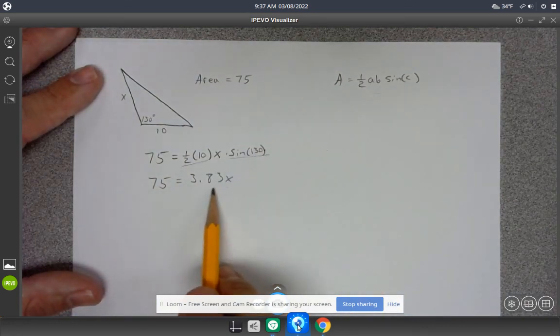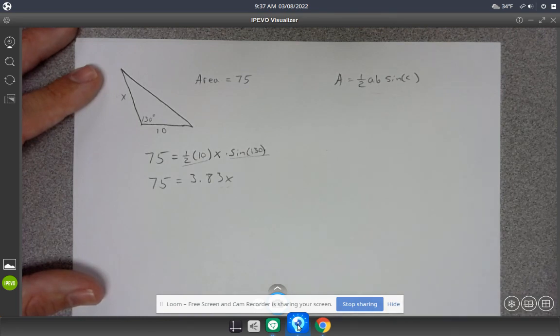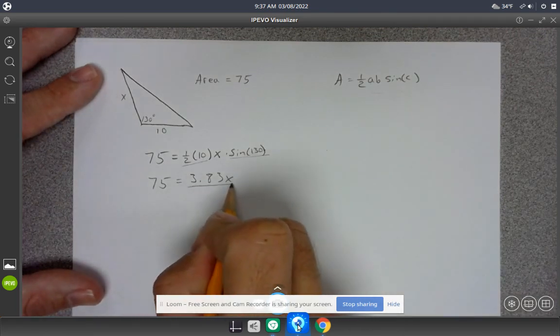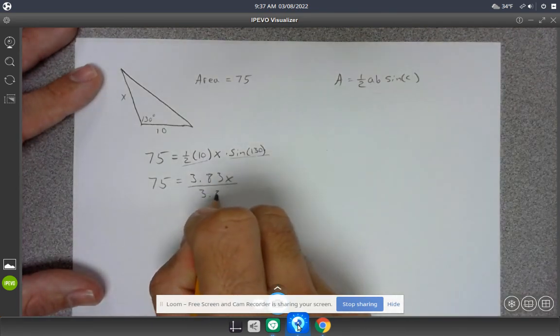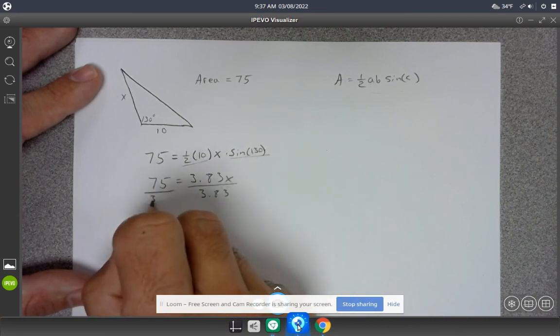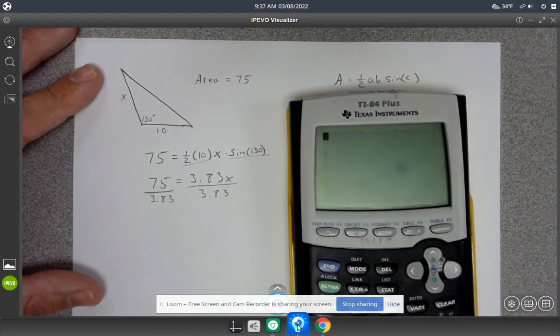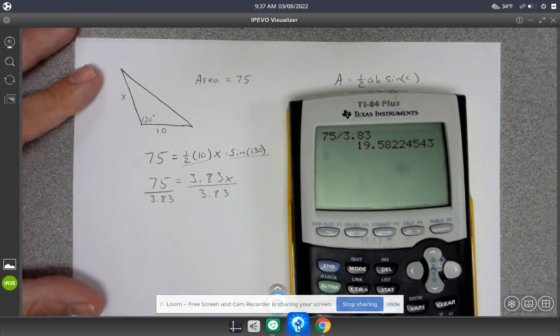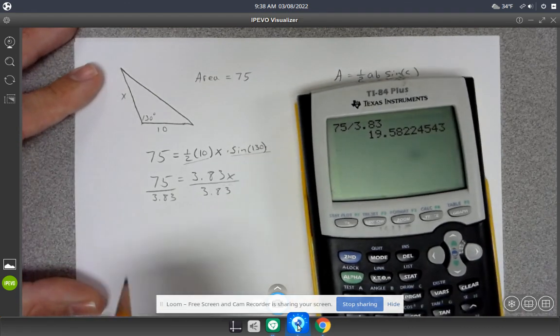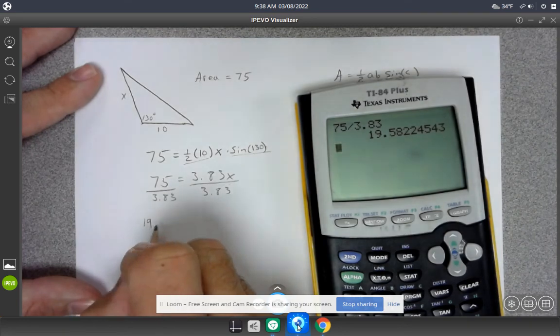And then we can divide by this 3.83, and that'll solve for our x. So divide by 3.83 on both sides, and that's going to give us our x. 75 divided by 3.83 gives us 19.58, about 19.58.